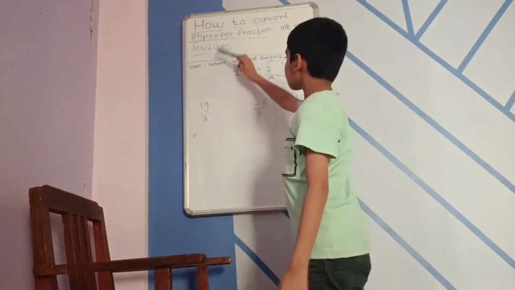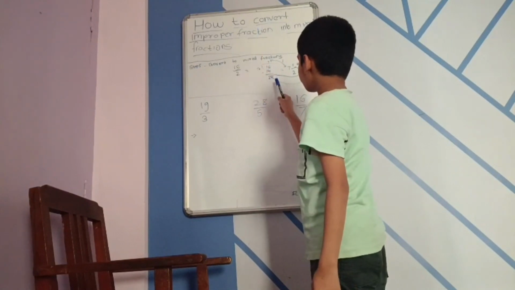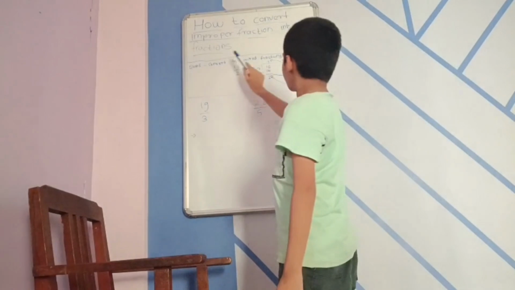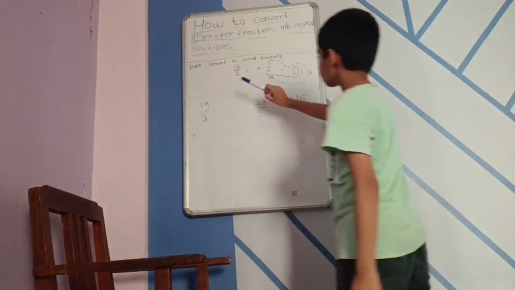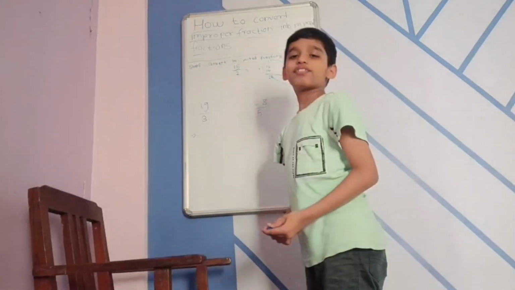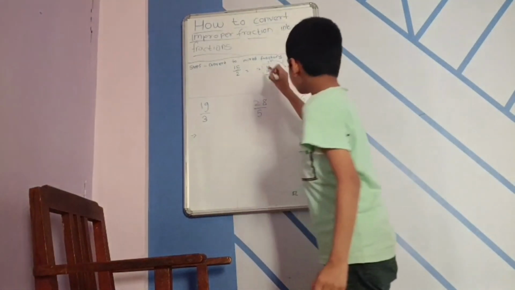So, to convert improper fractions into mixed fractions, you have to do division like this. Here are the steps given. Convert 15 upon 2 into mixed fractions. If this type of question comes, you might do this.